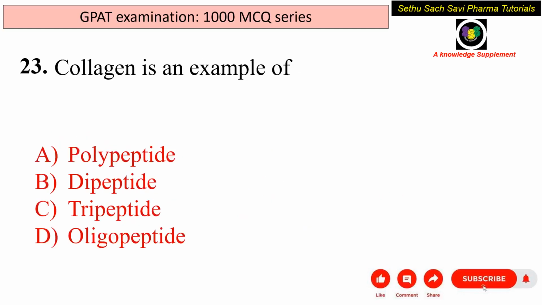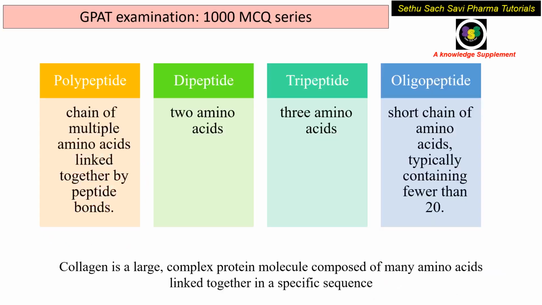Now, coming to the next question, collagen is an example of, is it a polypeptide, dipeptide, tripeptide or oligopeptide? What is a polypeptide? Polypeptide means it is a chain of multiple amino acids which are linked together by peptide bonds. Dipeptide means two amino acids. Tripeptide means three amino acids. Oligopeptide means short chain amino acid sequences. Typically, they can range from 10 to 20 amino acids.